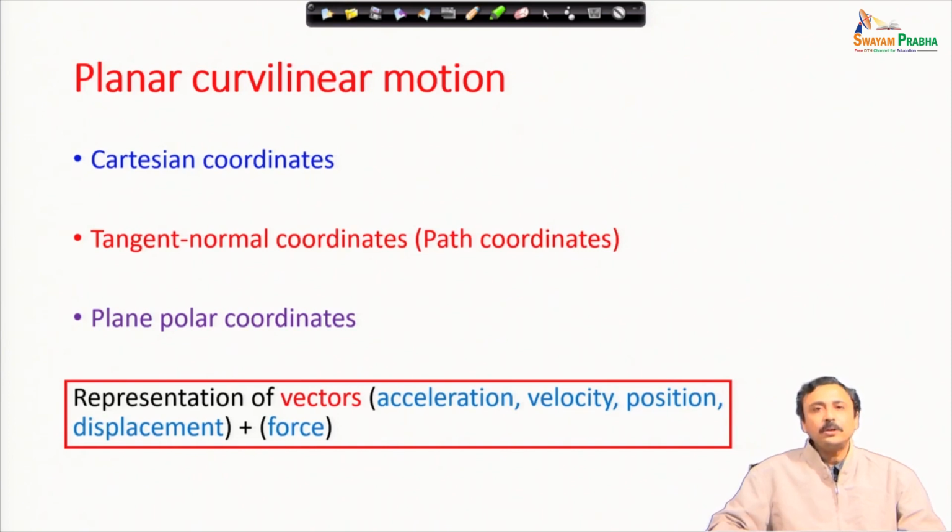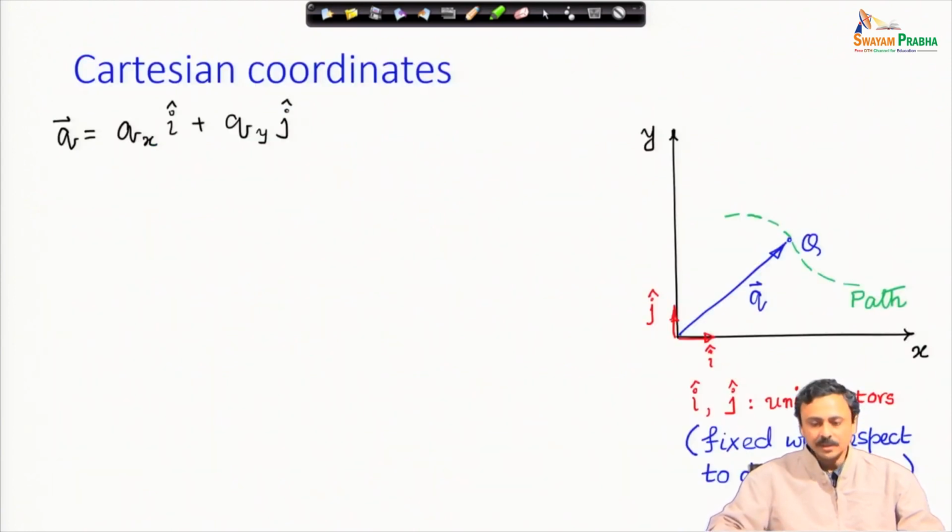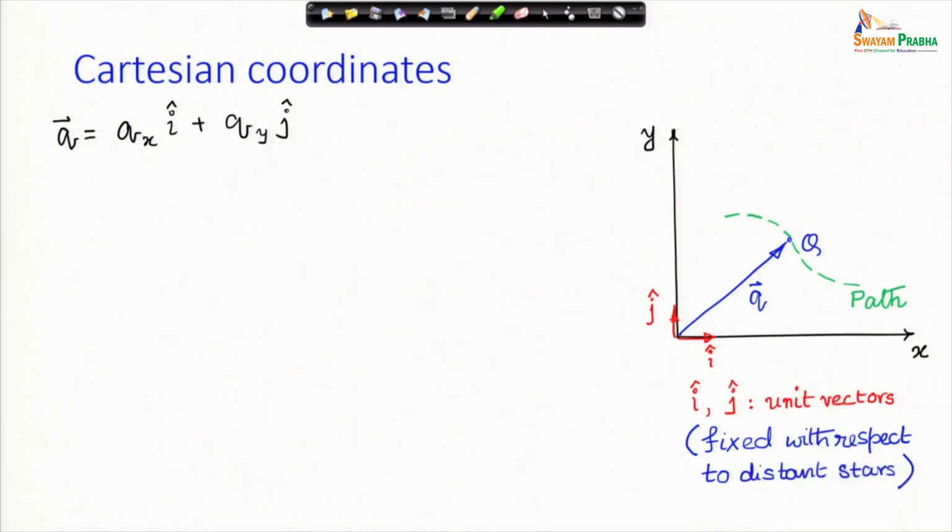Now, where do you require this? I mean, why do you need these coordinate systems? To represent, essentially to represent vectors, various vectors, acceleration, velocity, position, displacement, etc. and force. When we come to kinetics, we are going to use these coordinate systems to also represent force. But right now we are discussing kinematics, so acceleration, velocity, position, displacement. So, Cartesian coordinates are straightforward. I mean, these are discussed right from schools. So, I will make a few important points here though.